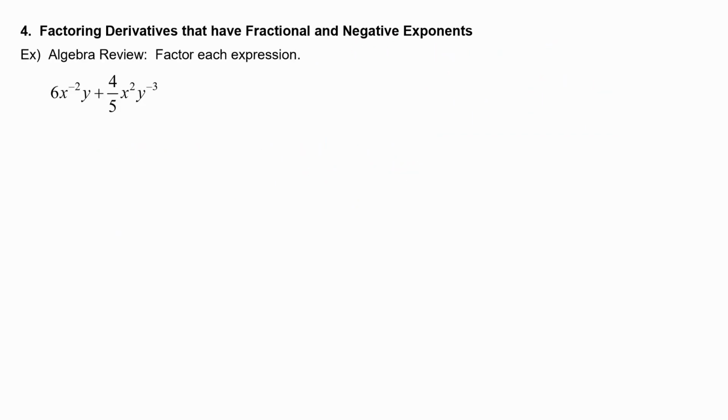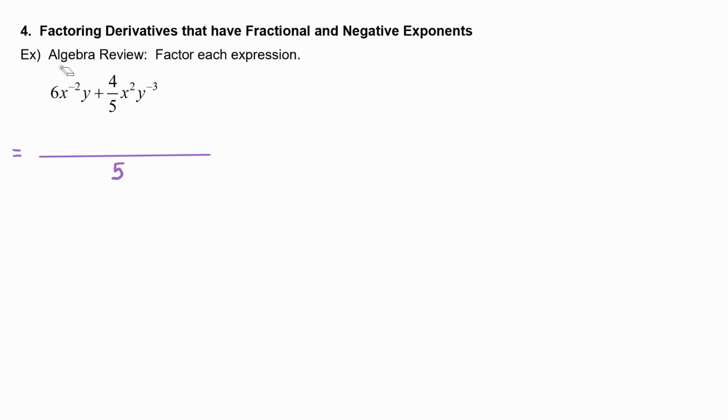Next up, you will learn about factoring derivatives that have fractional and negative exponents. So in this first example, we do an algebra review where we have to factor each expression. In this first example, we have 6x to the negative 2y plus 4/5 x squared y to the negative 3. Anytime you have fractional coefficients, I strongly recommend that you get the common denominator of the coefficients first. So clearly, that's going to be 5.